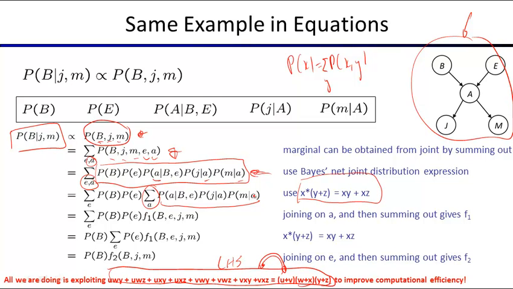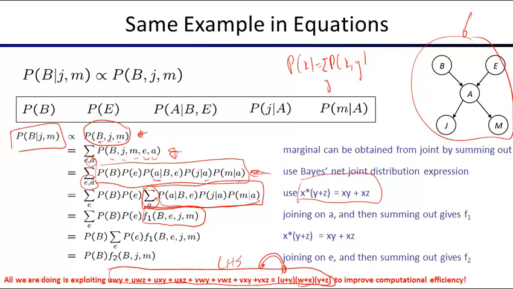Okay, let's say we did that. What is this thing over here? What is that for us? That is a join over A and then a summing out over A. That is one step in variable elimination. That gives us a factor over the resulting variables, factor F1.